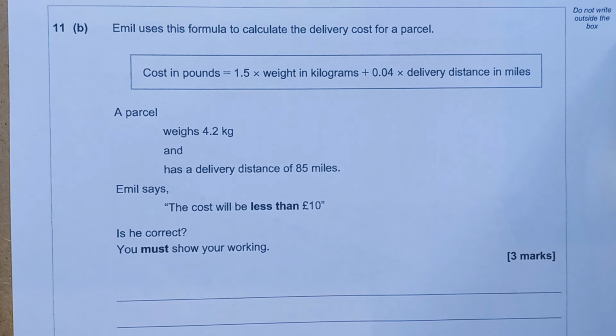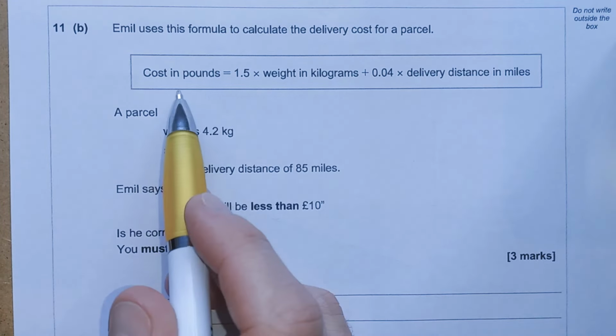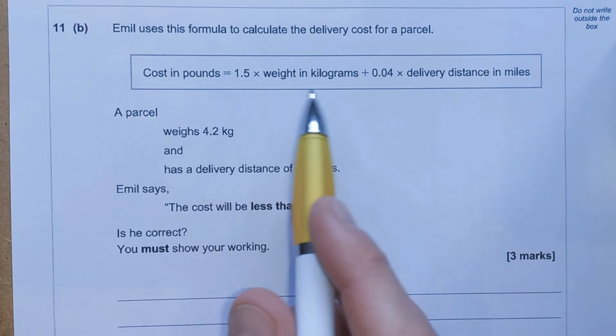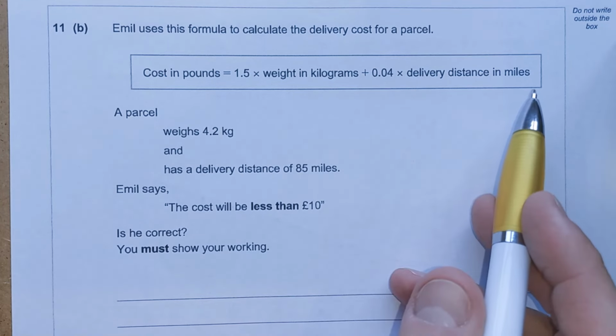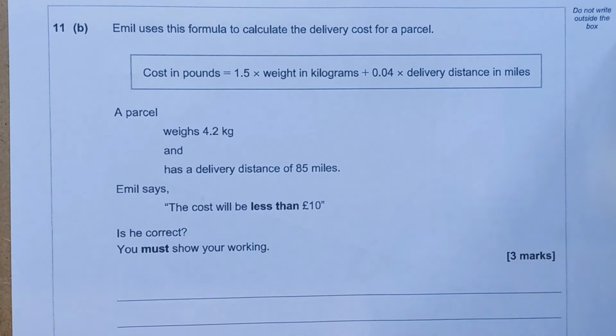11b. ML uses this formula to calculate the delivery cost for a parcel. So we've got the cost in pounds is equal to 1.5 times the weight in kilograms plus 0.04 times the delivery distance in miles. A parcel weighs 4.2 kilograms and has a delivery distance of 85 miles. ML says the cost will be less than £10. Is he correct? You must show your working.